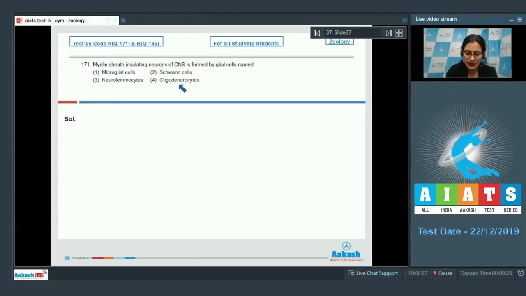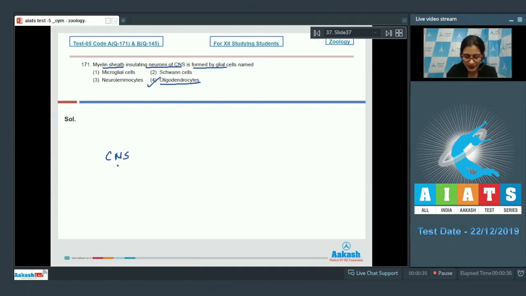Question number 171. Myelin sheath insulating neurons of CNS is formed by glial cells named. The options are microglial cells, Schwann cells, neurolemmocytes, oligodendrocytes. Myelin sheath insulating neurons of CNS is formed by glial cells called oligodendrocytes.